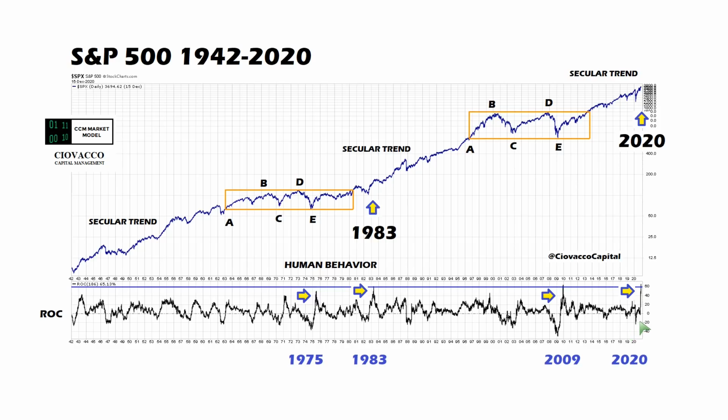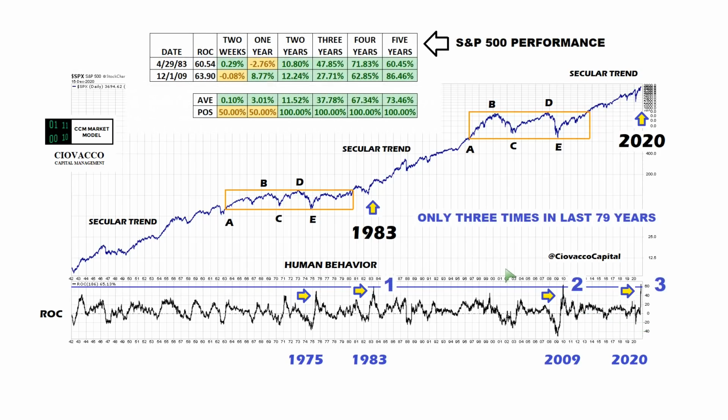Or December of 2020. And if we look at this 186 trading day rate of change panel on the bottom, only 3 times in the last 79 years have we been able to hit this line here. Present day, previous time was in 2009, and before that, the only other case dating back to 1942 was 1983. Thus, this point here in 1983 and this point here in 2009 is similar to December of 2020.